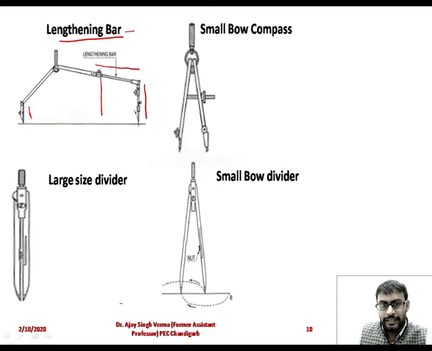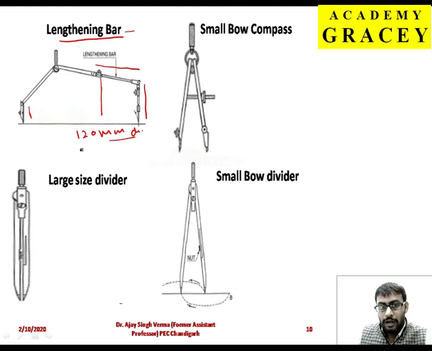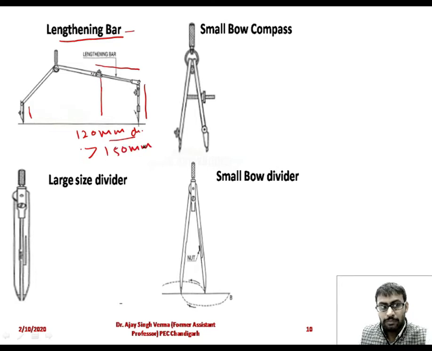I already told you in a previous slide that when we draw any circle or arc, your bends should be parallel to each other on your sheets. So you can see the purpose of the lengthening bar. With large size compasses, a circle beyond 120 mm diameter cannot be drawn easily, but with the help of the lengthening bar we can draw up to, or more than, 150 mm radius. If I'm talking about the radius, it means a 300 mm diameter circle or arc can be drawn easily with the help of your lengthening bar.